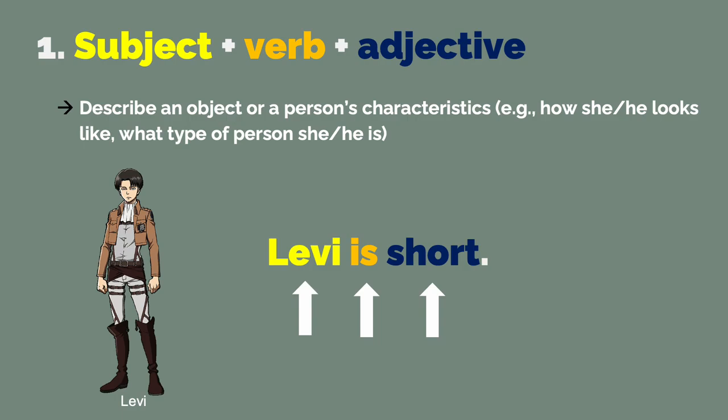We can use this sentence pattern to describe an object or a person's characteristics, like how he or she looks like, or what type of person he or she is. Now let's take a look at the boy here. Here is a boy called Levi. We can use the adjective short to describe his height, just like what I have shown in the example sentence. Levi is short. In this sentence, Levi is the subject, the person whom we are describing. The word is is the verb, and the word short is the adjective.